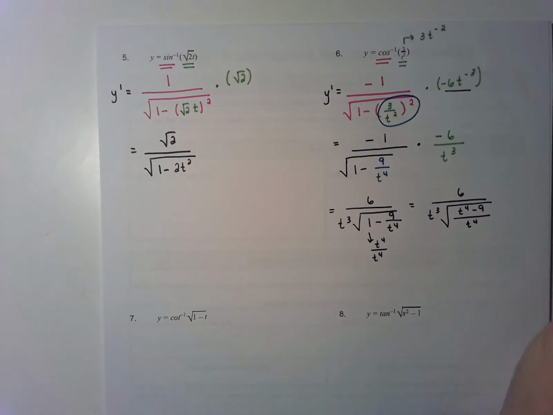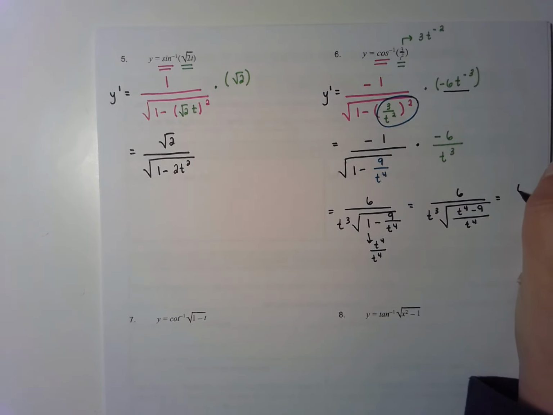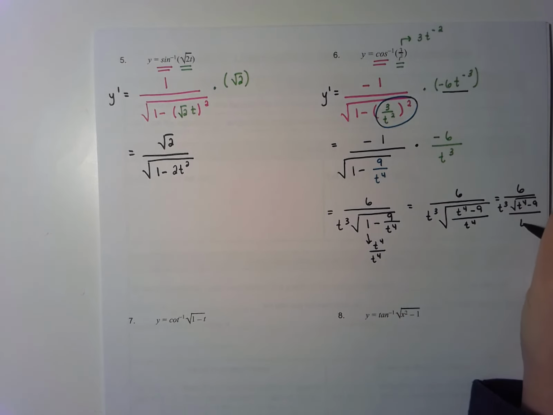That's my common denominator. And since this is a square root, it can actually get applied to the top and the bottom separately. Now, I'm not going to apply it to the top because that doesn't simplify, but this becomes 6 over t cubed square root of t to the fourth minus 9 over the square root of t to the fourth, which would be t squared. So by distributing that square root, I was able to simplify that.